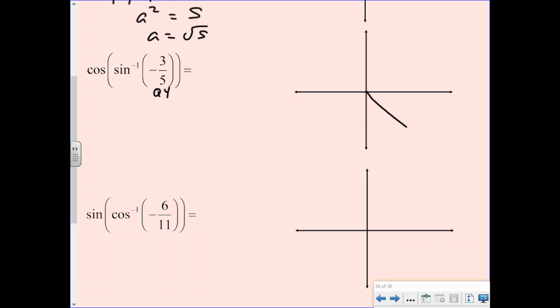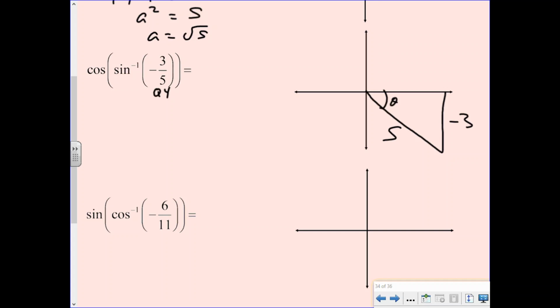So I'm going to draw my triangle down here in quadrant 4. And again, this is my angle theta that I'm talking about. The reference angle is always to the x-axis. So that tells me that the opposite side is -3, and the hypotenuse is 5. Remember, your hypotenuse is always going to be positive.